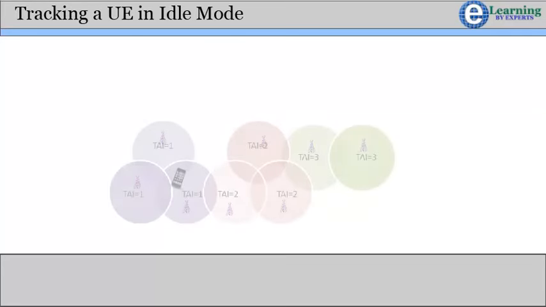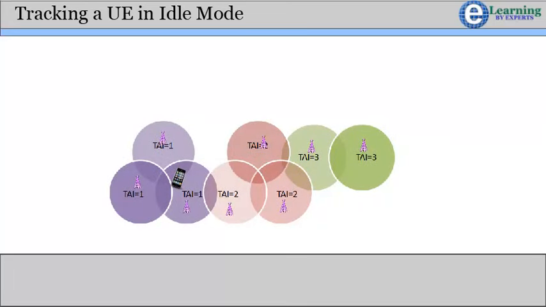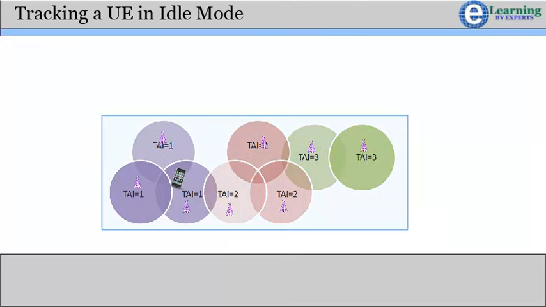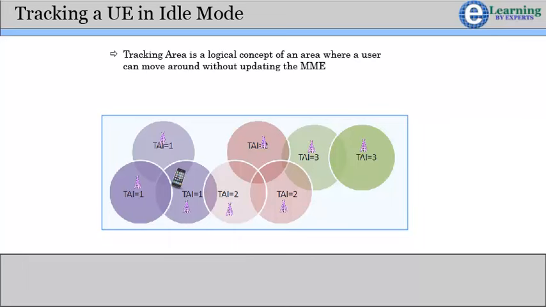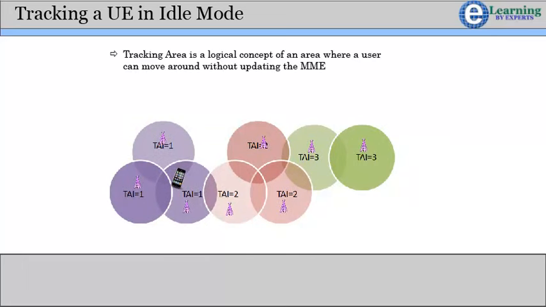Whenever an idle UE selects a new cell as its serving cell, it may need to inform the network of its new location so it can be paged. In order to keep the number of location updates to a minimum, cells are grouped into tracking areas. Tracking area is a logical concept of an area where a user can move around without updating the MME.